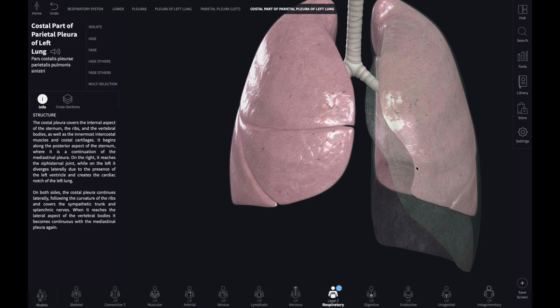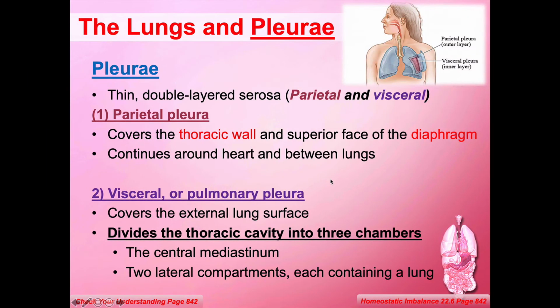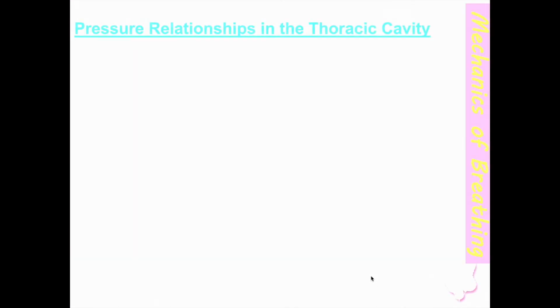If this pleural fluid is dry and not secreted, then the parietal pleura and visceral pleura will rub against each other and cause friction pleuritis. The parietal pleura covers the inner surface of the thoracic wall and the superior face of the diaphragm, and continues around the heart and between the lungs. The visceral pleura covers the external lung surface, and divides the thoracic cavity into three chambers: the central mediastinum and the lateral compartments containing the lungs.